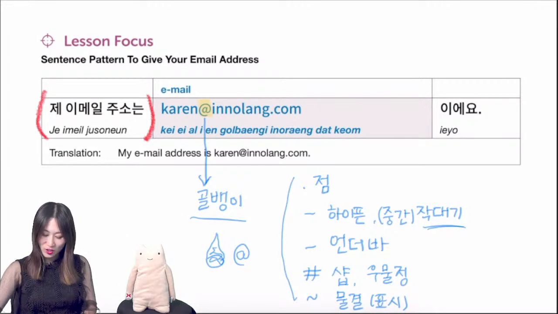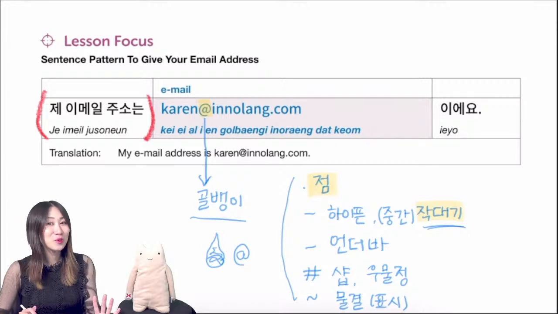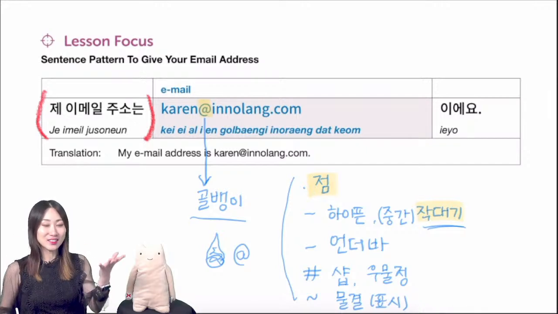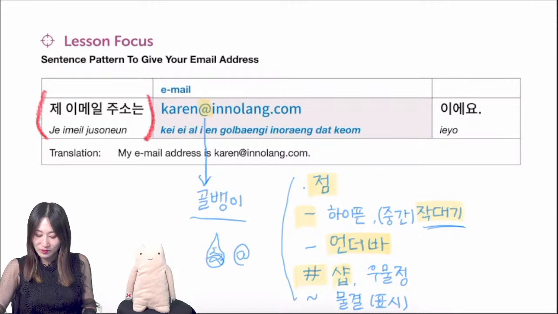점. Yes, we did 점. Hyphen is okay, but I think more people use 짝대기. And I noticed a lot of Korean people use the body gesture too. So when they see this mark, instead of saying 짝대기, they always say this. 짝대기 or this too. 언더바. They often use a hand gesture too. And this is shop. 우물정 is okay too. And this is 물결.